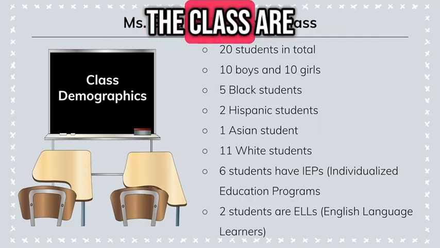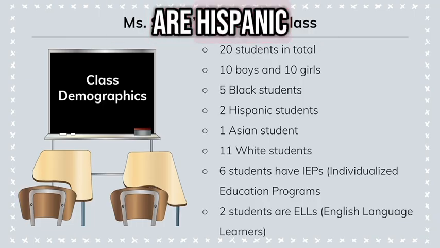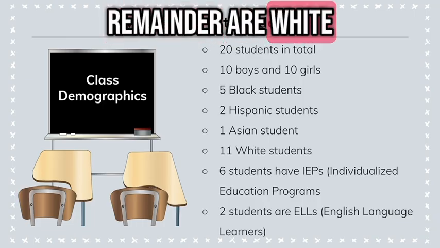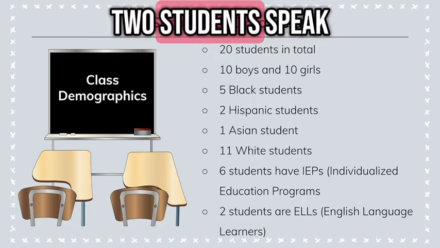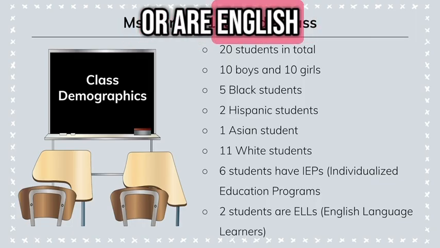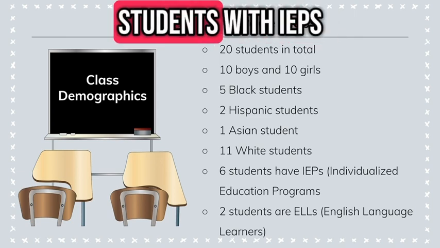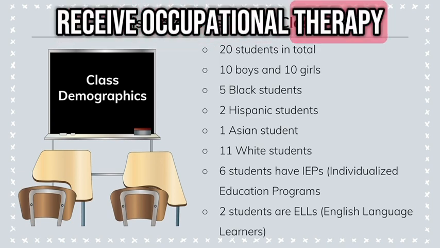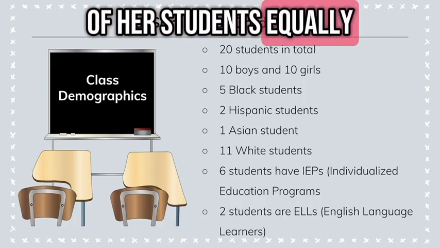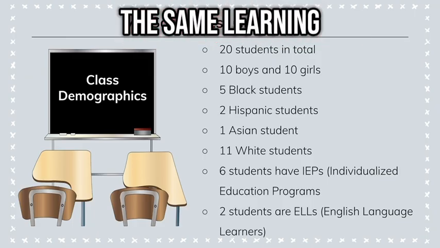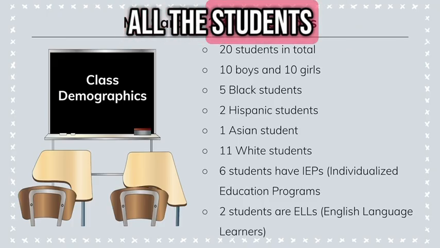The demographics of the class are 10 boys and 10 girls. 5 students are Black, 2 students are Hispanic, 1 student is Asian, and the remainder are white. Meanwhile, 6 students have individualized education programs or IEPs, and 2 students speak English as a second language or are English language learners, also referred to as ELLs. Additionally, 3 of the students with IEPs receive occupational therapy and demonstrate delays with writing and fine motor skills. If Ms. Sarah were to teach each of her students equally by providing all the students with the same learning materials and supports, then she will not succeed in meeting or addressing the learning needs of all the students.